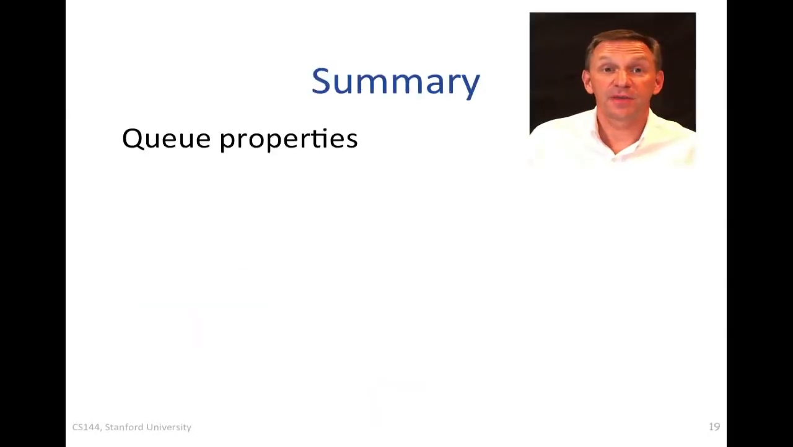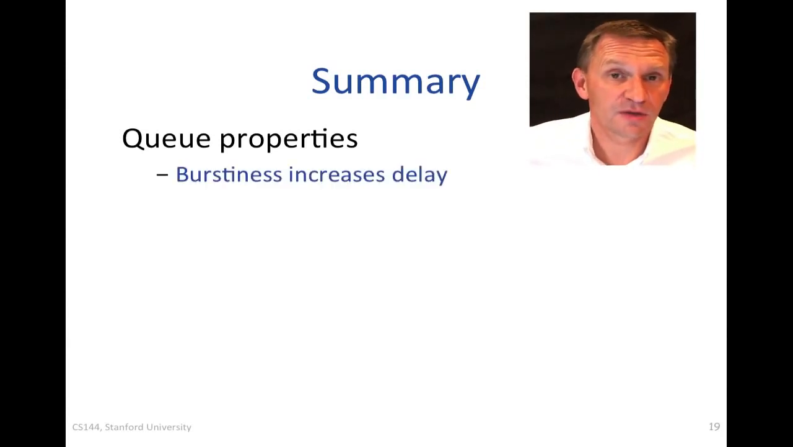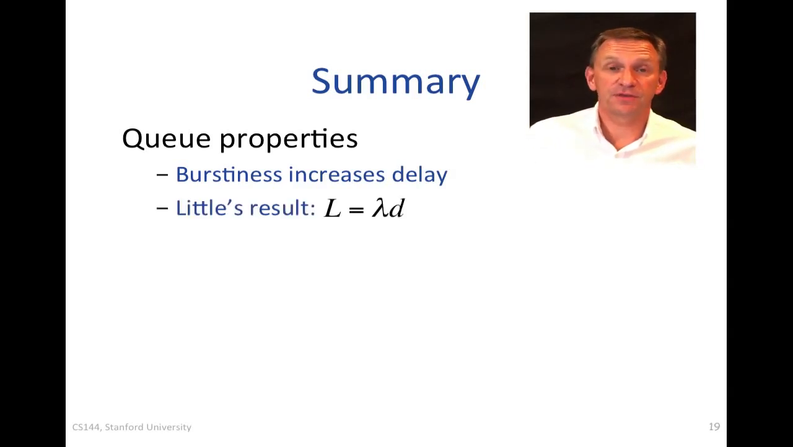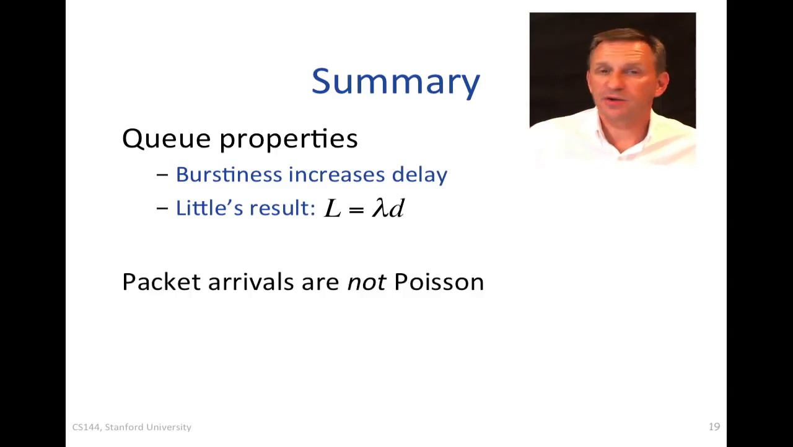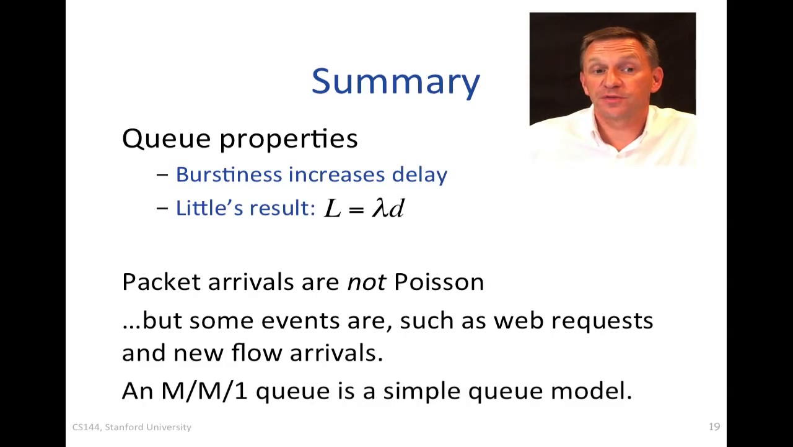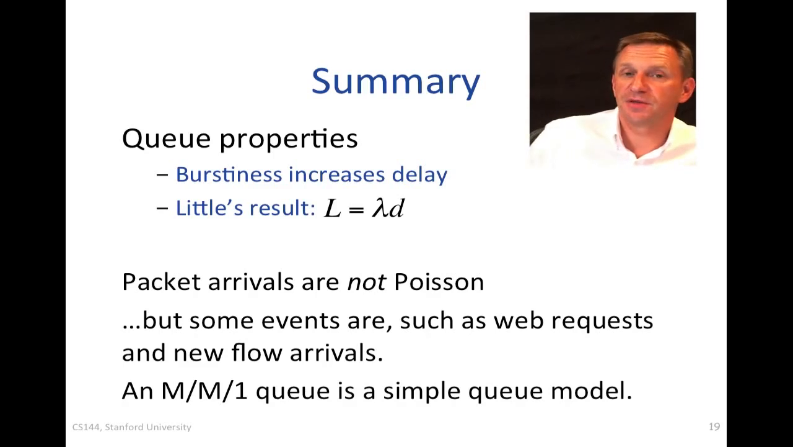So in summary, the main queue properties I want you to take away from this video are that burstiness tends to increase delay. So bursty arrivals tend to make queuing delays longer. Little's result gives us a nice relationship between the average occupancy of a queue, L, lambda the arrival rate, and D, the average delay of a customer through that queue. While packet arrivals are not Poisson, some events are, such as web requests and new flow arrivals. And the Poisson process also forms the basis of the M/M/1 queue, which is a simple queuing model that often can give us some intuition about the delay properties of a network. That's the end of this video.